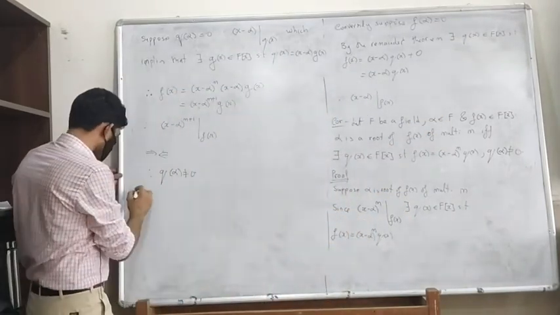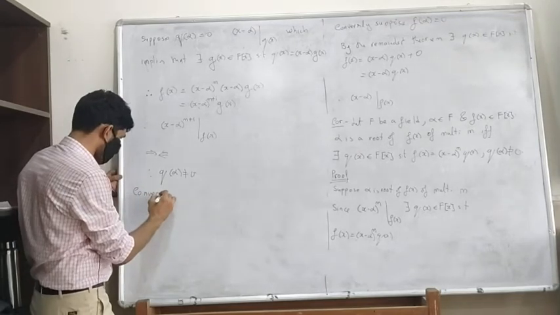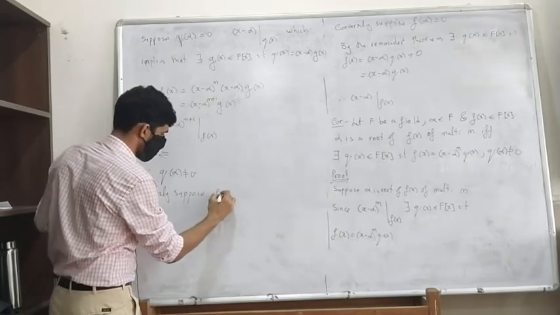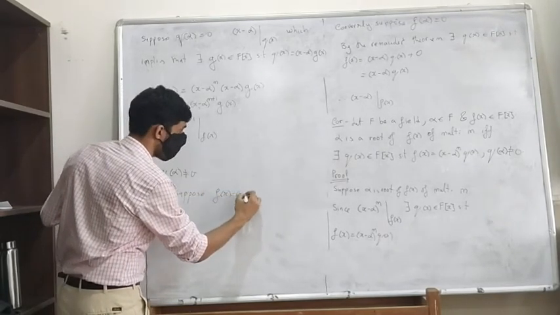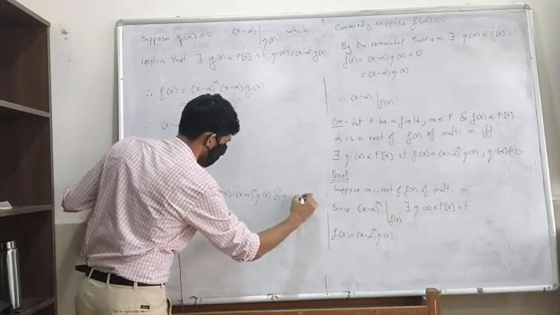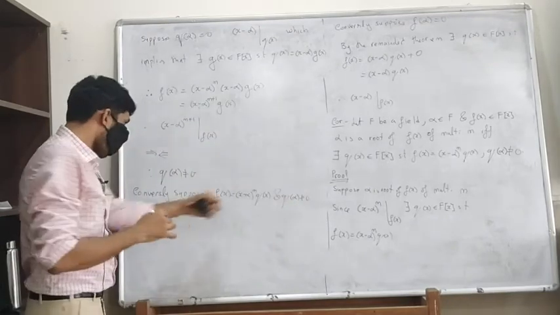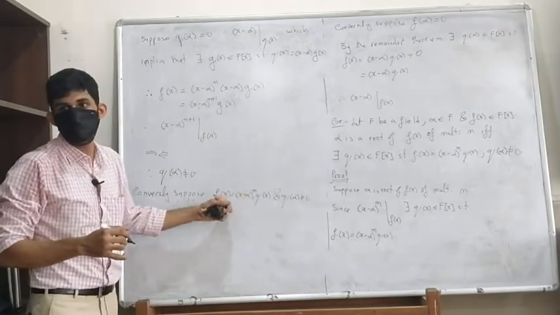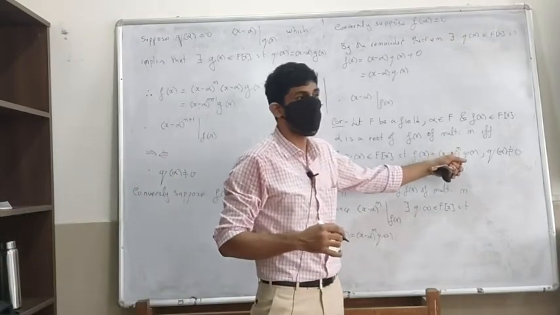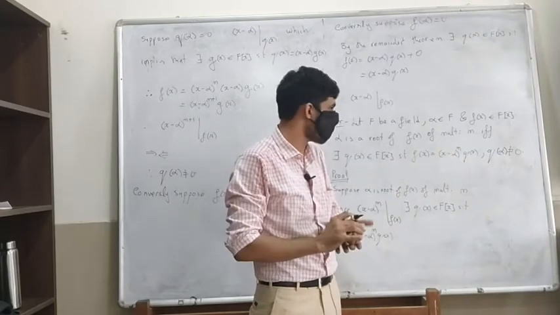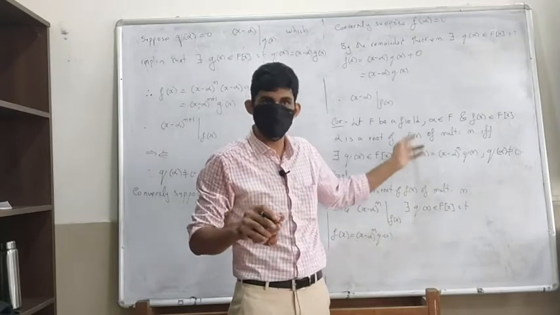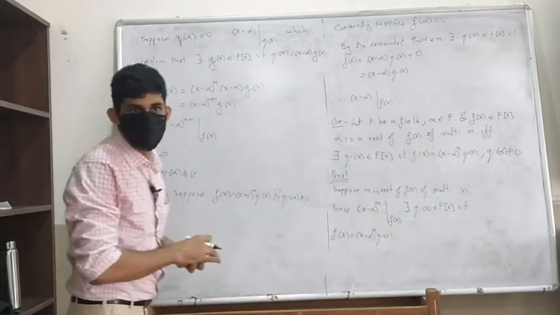Okay. So conversely, suppose f of x is equal to x minus alpha raised to m times q of x, and q of alpha is non-zero. Okay, this obviously tells us that x minus alpha raised to m divides f of x. We want to prove that alpha is a root of multiplicity m, right? So what do we need to prove? That x minus alpha raised to m divides this, but x minus alpha raised to m plus 1 does not divide it. Okay, that's what we need to prove.